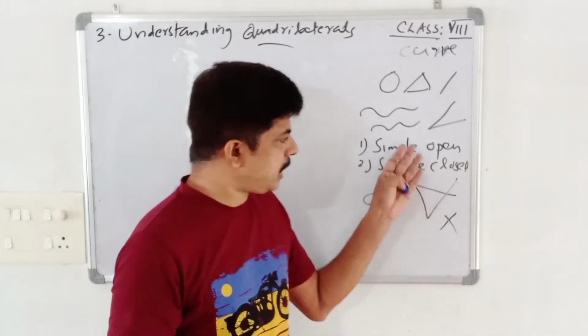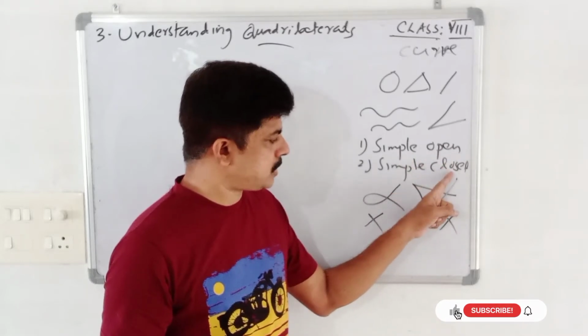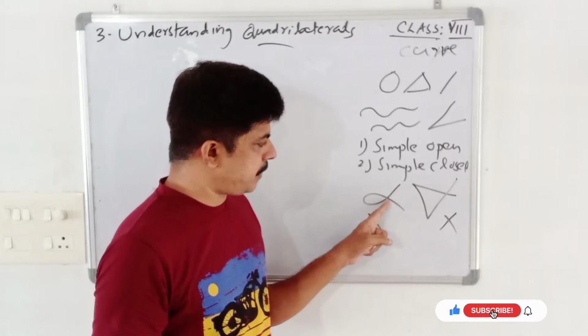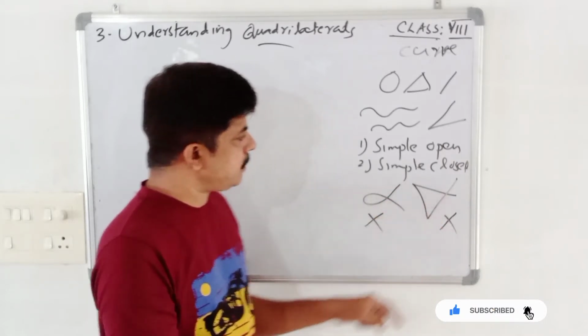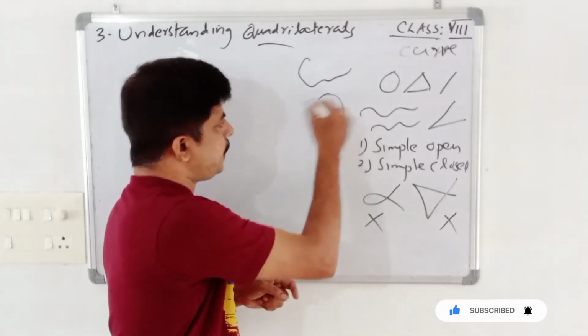Some simple curves are open, some simple curves are closed. This is not a simple curve because this curve crosses itself here. This also is not a simple curve. This curve crosses itself here. Some curves are open like this. This is simple open. This is simple closed.